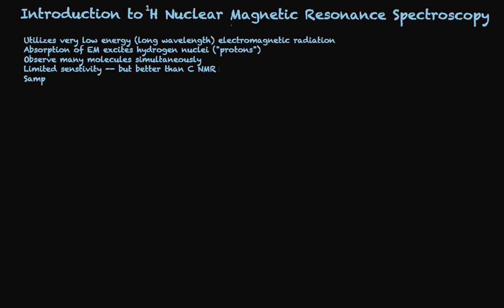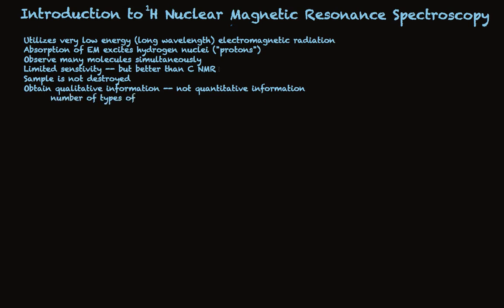The sample is not destroyed, and we obtain qualitative information. Very seldom is it used for quantitative work. So we're basically answering the question of what is something, not how much of it is there. And for the qualitative information, we will see the number of types of H's, and the number of each type of hydrogen, the actual number of protons of each type. You recall we can't do this with carbon NMR, so this is a huge improvement.